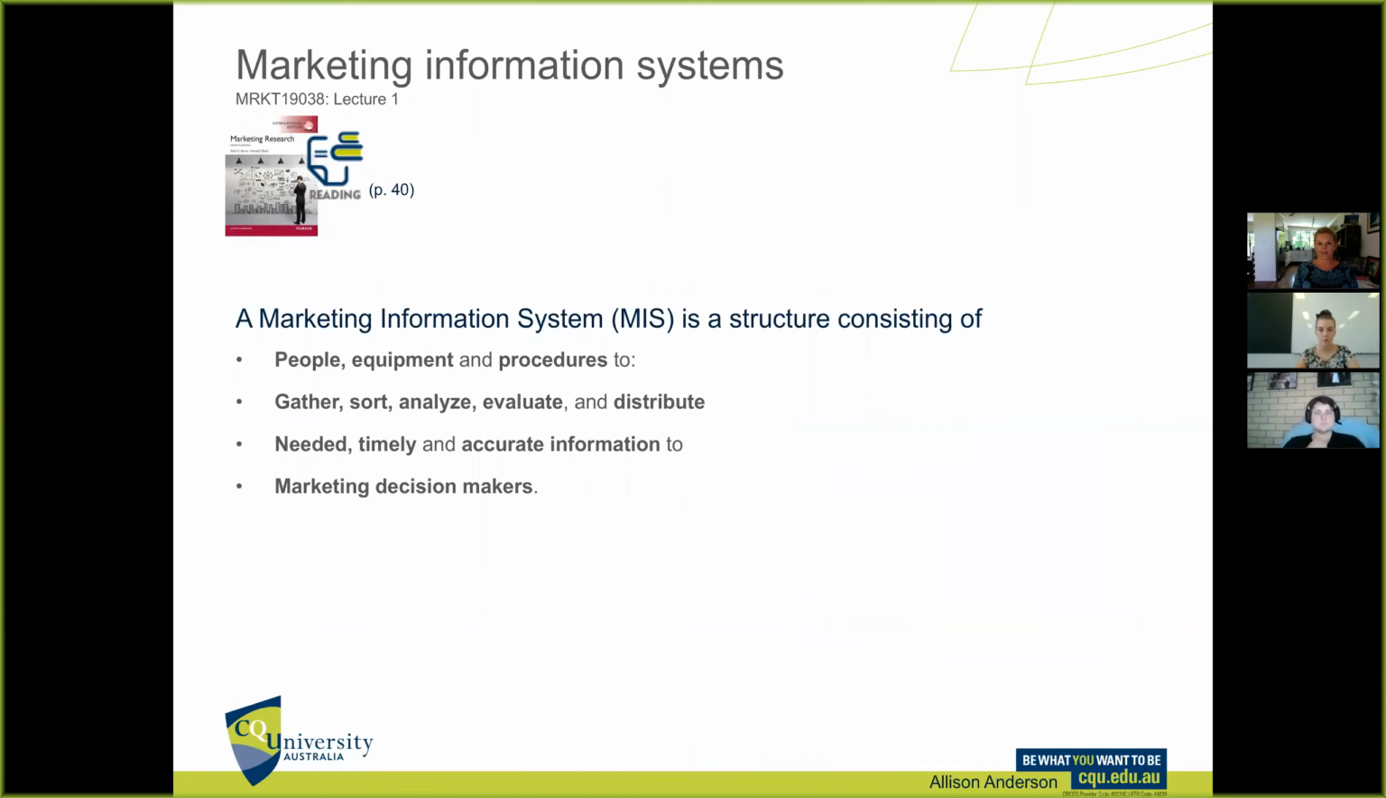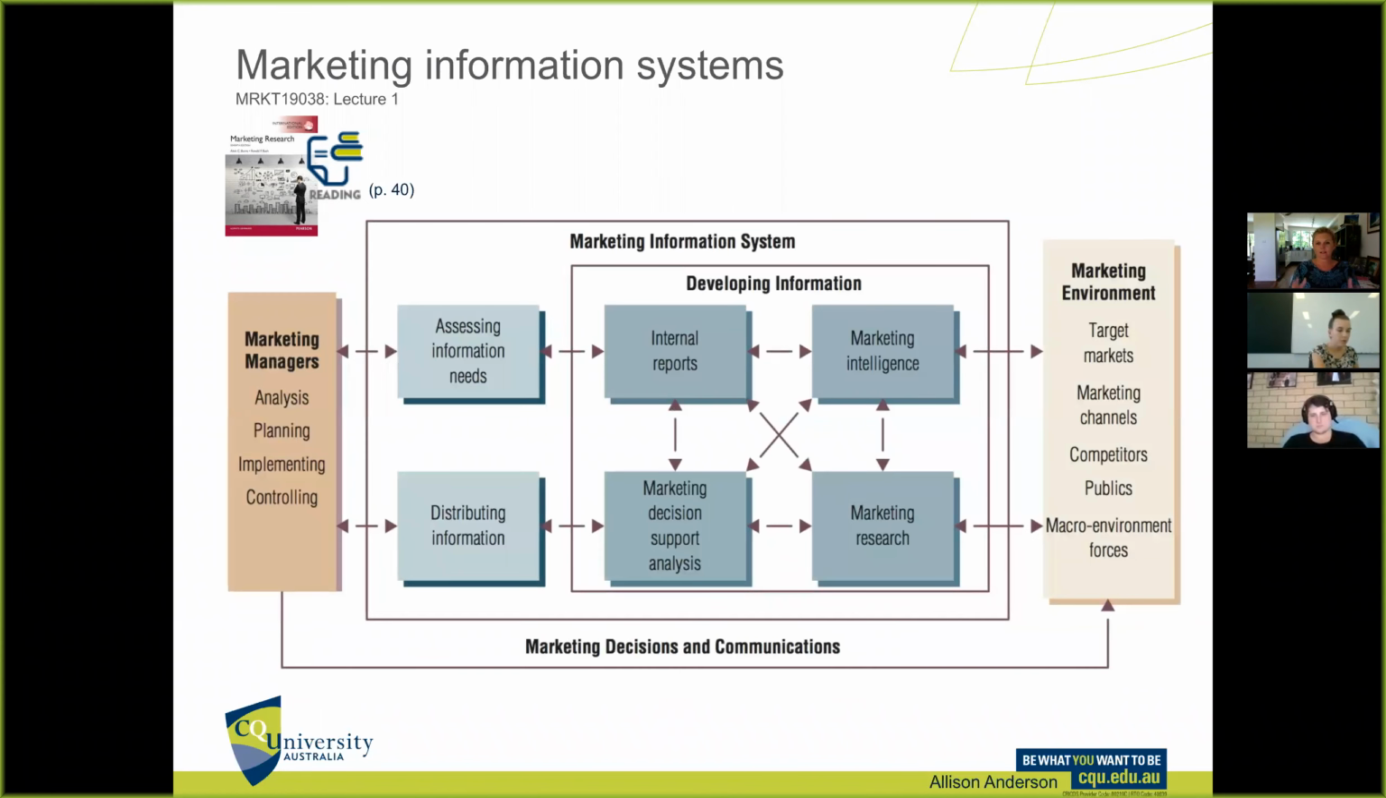Right, drawing breath. Okay. Now, a marketing information system. This is important. This is kind of a fundamental aspect of marketing generally. So a marketing information system is a structure consisting of people, equipment and procedures to gather, sort, analyse, evaluate and distribute needed, timely and accurate information to marketing decision makers. Yeah, this is a lot easier. So this is a picture of it. It's in your textbook, on page 40.